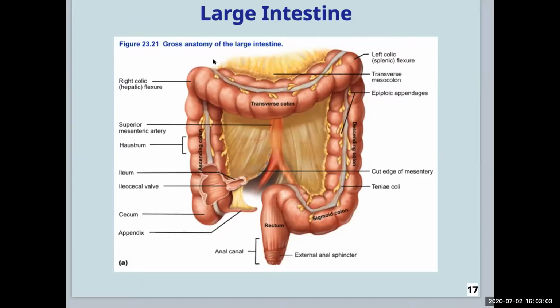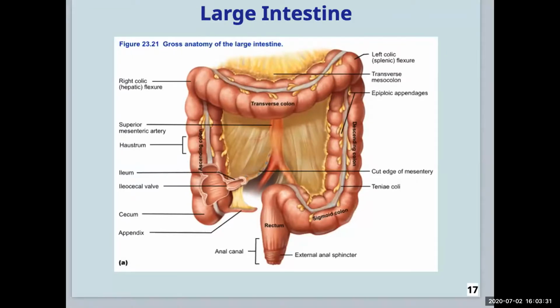On a test, please don't write right hepatic flexure. You only have one hepatic flexure, so right hepatic flexure will be incorrect. So either use right colic flexure or hepatic flexure. Same thing with this one. Now, the large intestine's primary role is absorption of water.